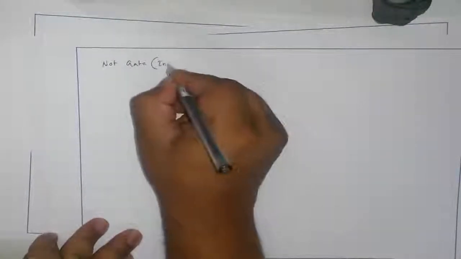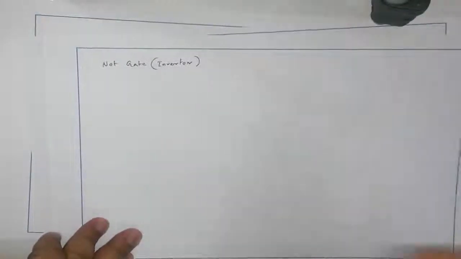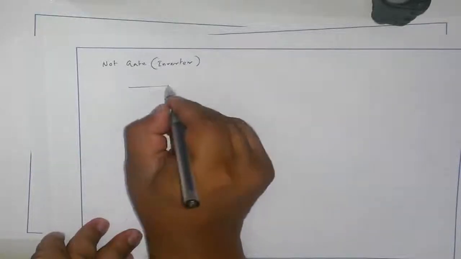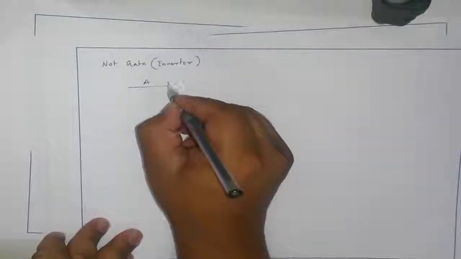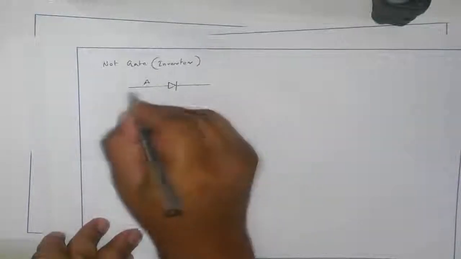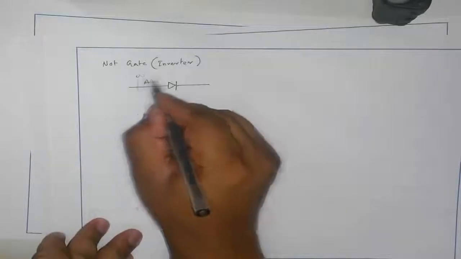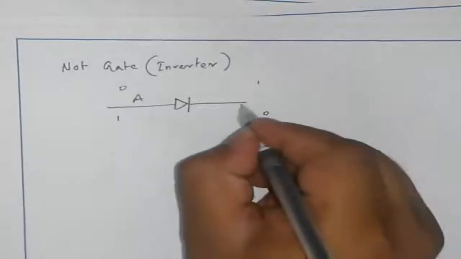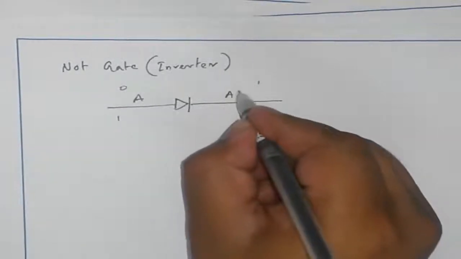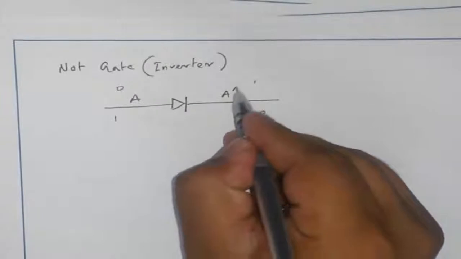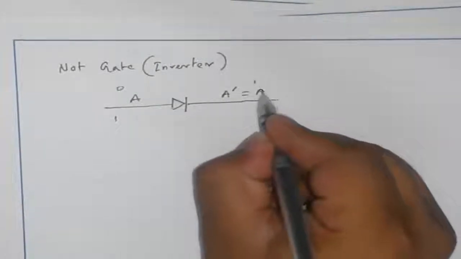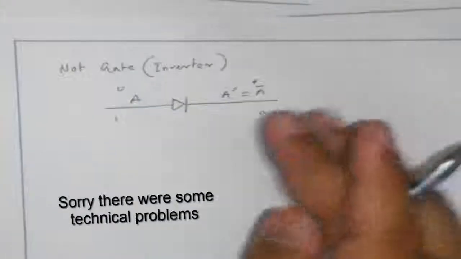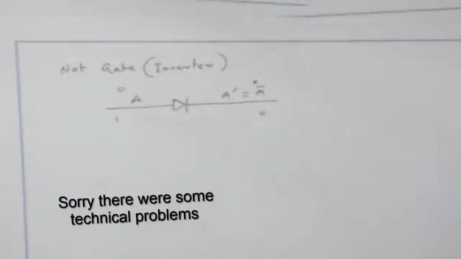It's also known as an inverter. The idea behind the NOT gate is that whatever you pass, it's going to invert it. So if you pass 0, it would be 1 on this side. If you pass 1, it would be 0 on this side. So if you pass A, it would be inverted A. It could be written with a hash, or it could be written with an upper underscore. Whatever you write, it's actually the same thing.